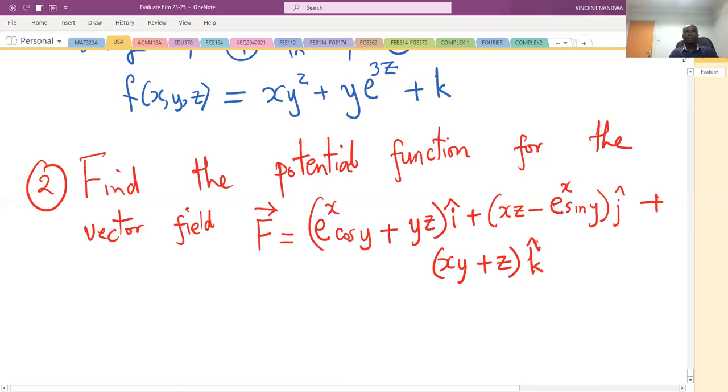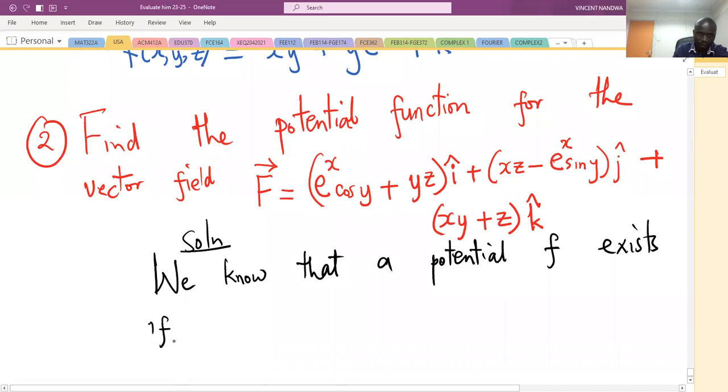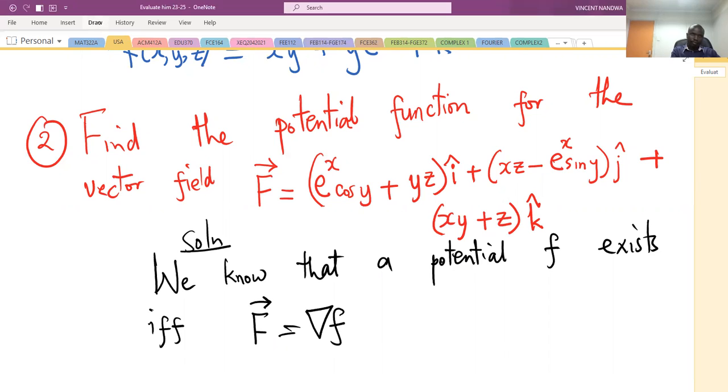So this is the next problem. So here, from the definition, solution: we know that a potential function f exists if and only if this vector field F is the gradient of this potential. So this is the definition.